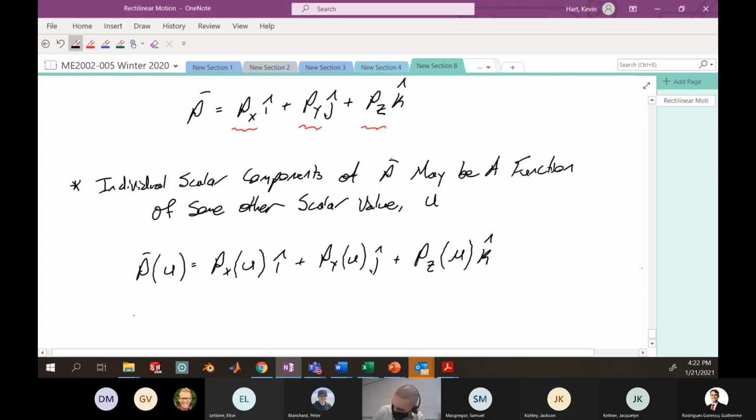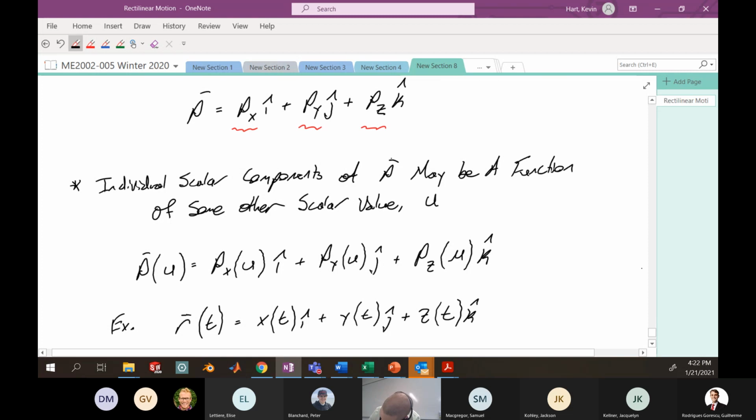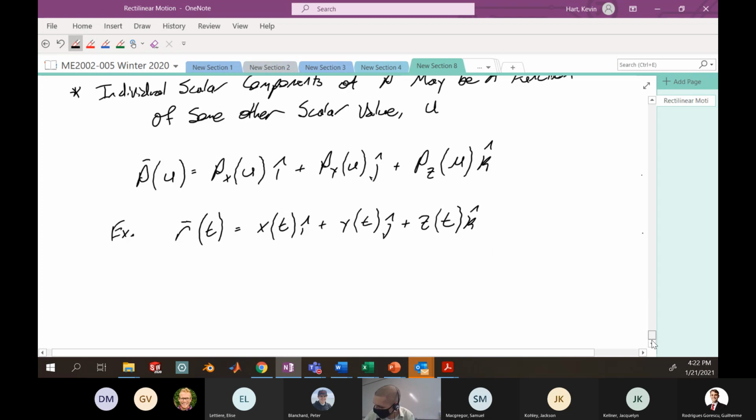An example, if you want to keep it concrete, is a position vector as a function of time, which might be like some x position as a function of time in i, plus some y position as a function of time, j, plus some z coordinate as a function of time, k. All right, and we'll get to something that looks like that shortly. But it doesn't have to be time that is your variable. It could be something else, position, whatever. Temperature, maybe, who knows, all right?